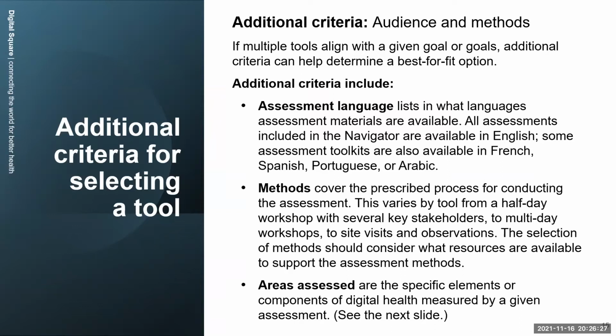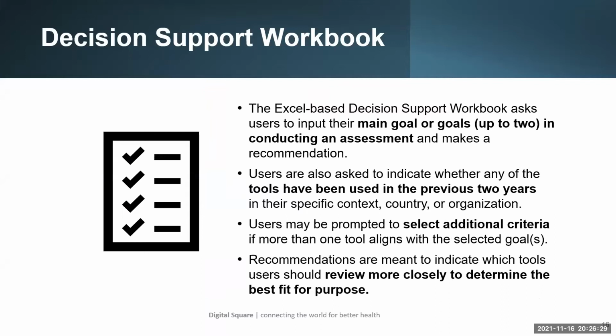So the decision support workbook, again: choose 1 or 2 goals, select previous assessment, and if prompted, select additional criteria in case there are 2 tools for the same purpose. And then it will highlight which tool is appropriate for you. It will also highlight the indicators that look similar, and it will recommend, please review it more closely before you move forward.